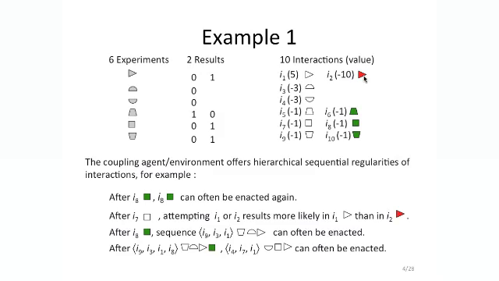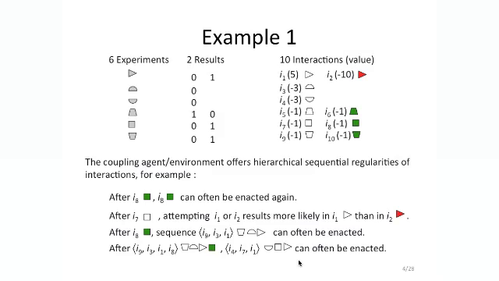And there are regularities in interactions. For example, it observes that if it enacts interaction I8, then it is likely that it can again enact interaction I8. Those regularities are increasingly complex. So, for example, after enacting this whole sequence of interactions, it is likely that it can again enact this subsequent sequence of interactions.